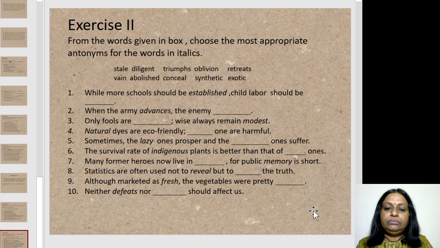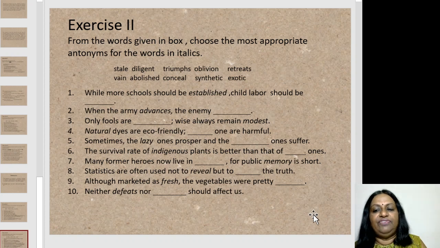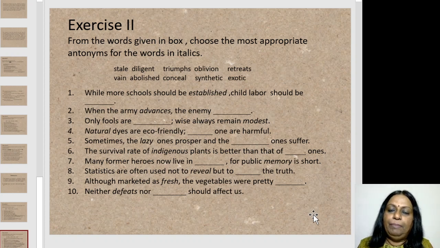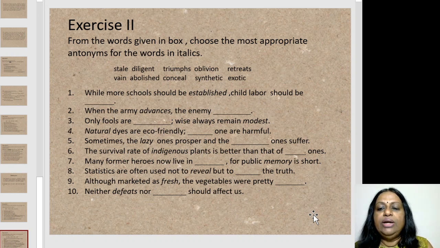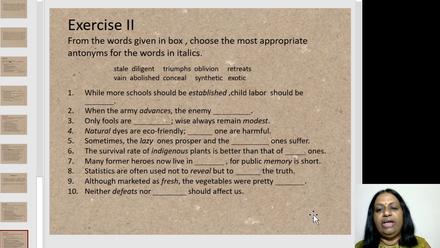Number 9. Although marketed as fresh, the vegetables were pretty dash. So we need the opposite or the antonym for fresh, and that would be stale. Although marketed as fresh, the vegetables were pretty stale. And the 10th sentence would be, neither defeats nor dash should affect us.